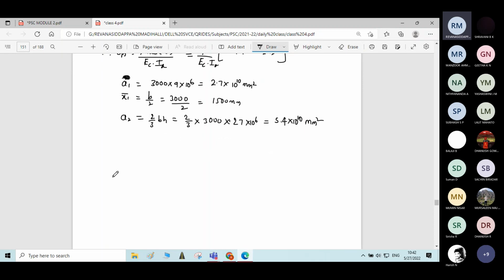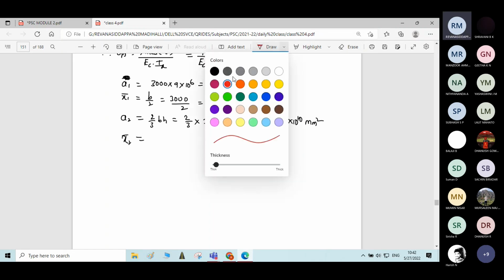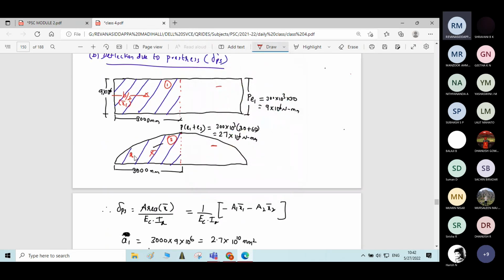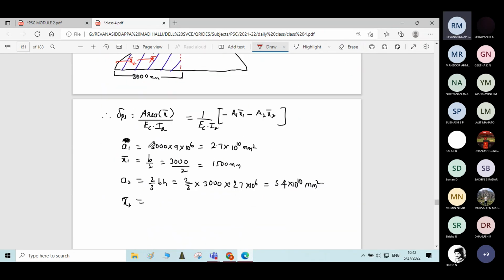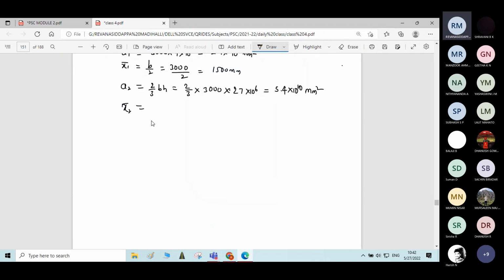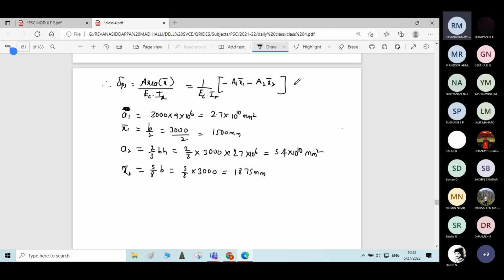Okay. Then you find x2 bar. What is x2 bar? x2 bar is the distance of the center of component 2 from the nearest support. So the formula for x2 bar is 5 by 8 of b. 5 by 8 of 3000. You will get the answer as 1875 mm.